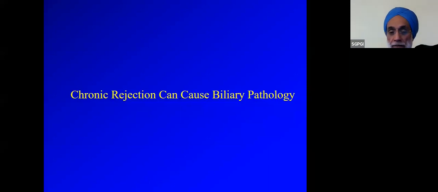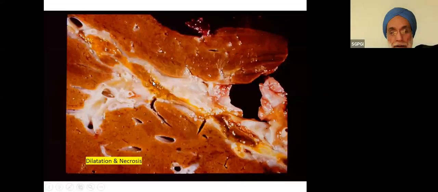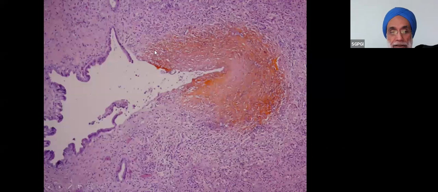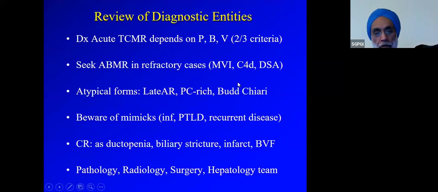Chronic rejection can cause biliary pathology. I mentioned that, so I don't have to re-stress it. And here is an example of bile duct necrosis and extravasation of the ducts in chronic rejection. You can get fistulas, which I've already shown you.